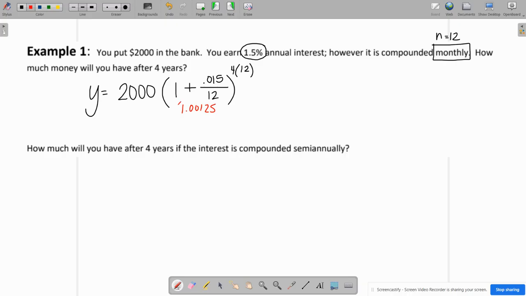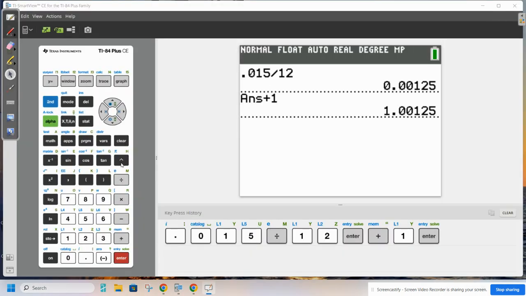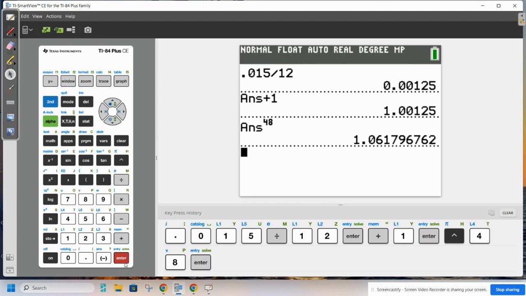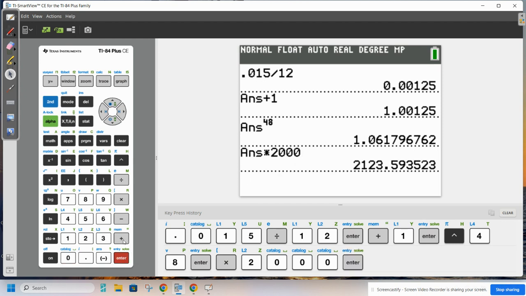So what I have to do is take that value, and now we have multiplying by 2,000 and raising it to the 4 times 12 power. Well, an exponent trumps multiplying, so we want to raise it to the power of, 4 times 12 is 48. So we're going to take that 1.00125 and raise it to the 48th power. And then we can multiply that times 2,000. Which means you should have in that bank account, after 4 years, compounded monthly, $2,123.59.